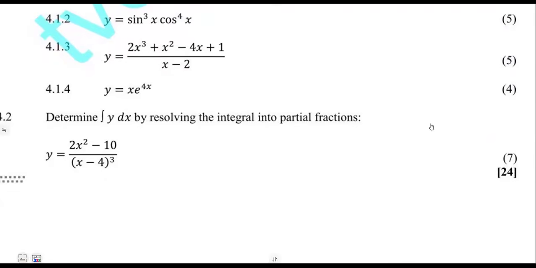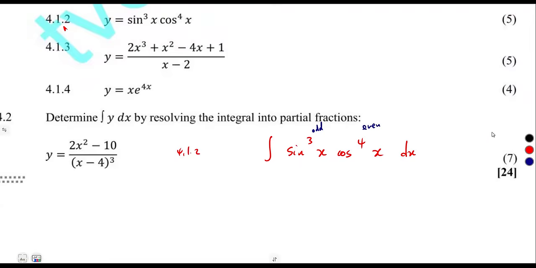The second one, 4.1.2, given this integral, we have to integrate sine cubed of x cos to the exponent of 4 of x here. That's all right. We have got an odd power and an even power. It is better for us to expand the one that is odd. Expanding the odd, in this case, is going to be better.